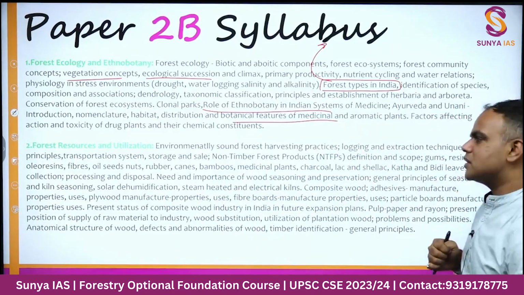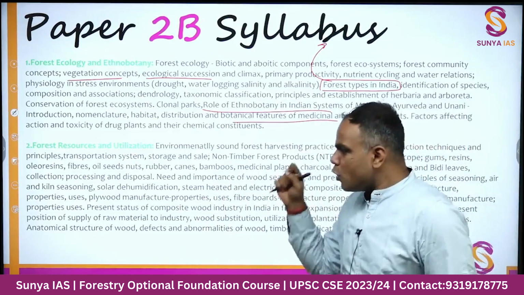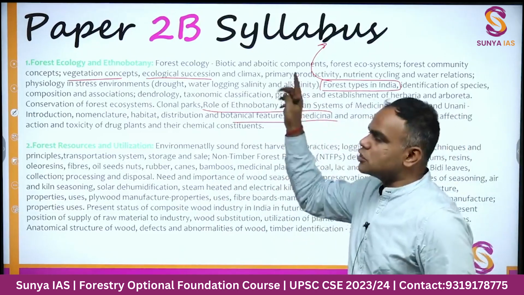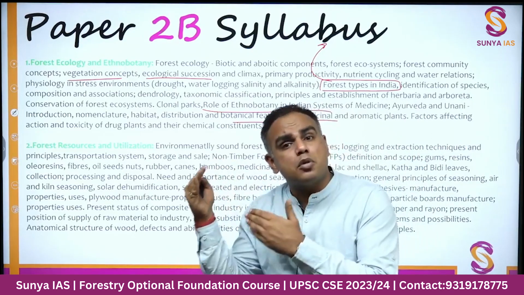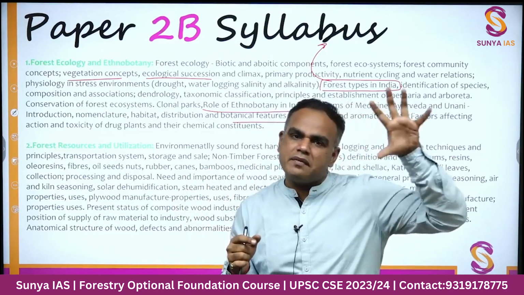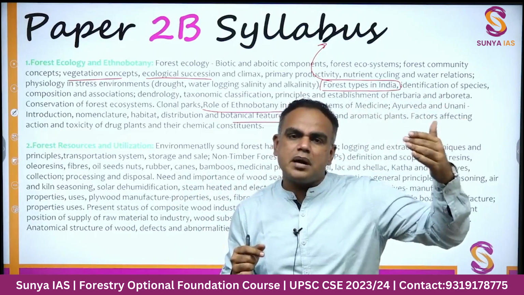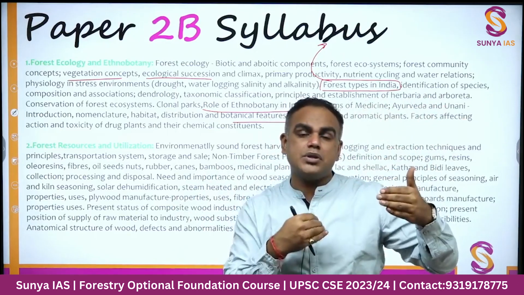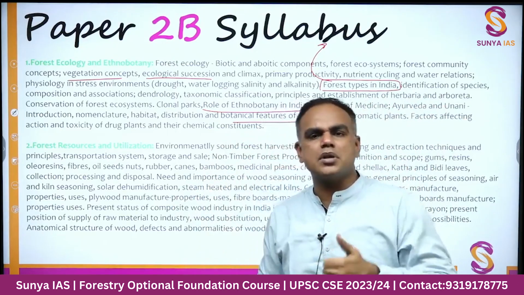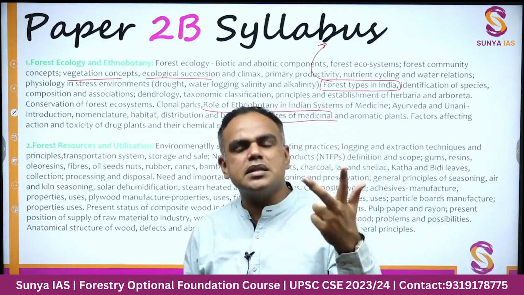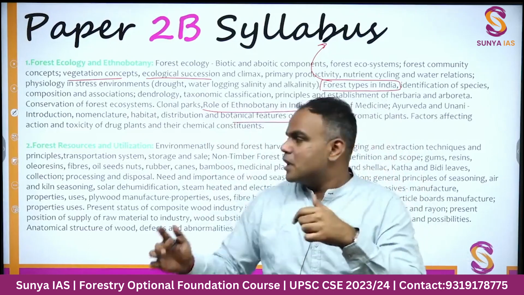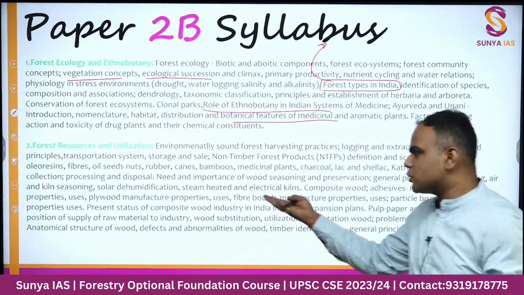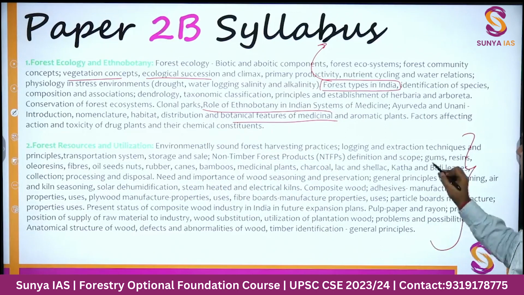Then we have forest resources and utilization. Now this is actually one of the most important sections of paper 2B. Why? Because all the non-timber forest products, timber, so first of all we'll see different timber process, grading of timber, how timber is, let's say, properly taken out. Then different non-timber forest produce, for example, resins, oleoresins, different grass oils, leaf oils, dyes, tannins, etc. All these things, plywood, for example, so on and so forth, everything we'll study here, okay.